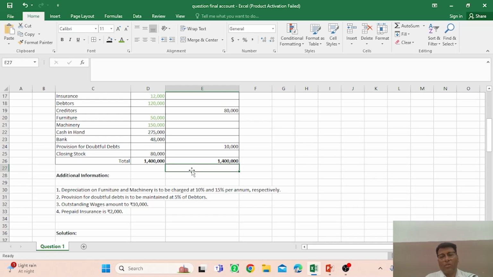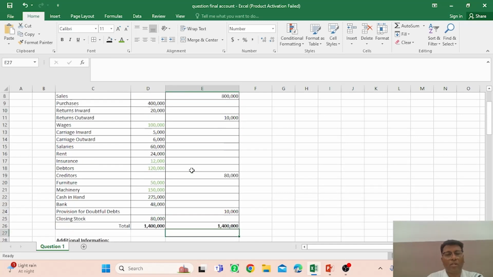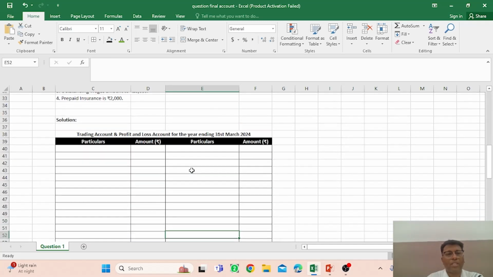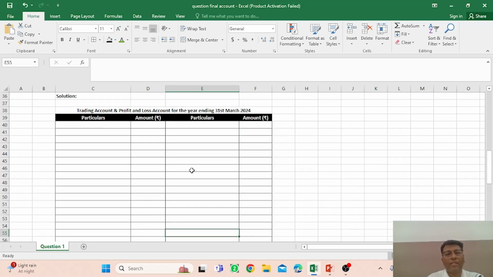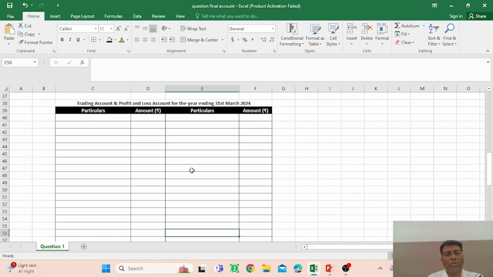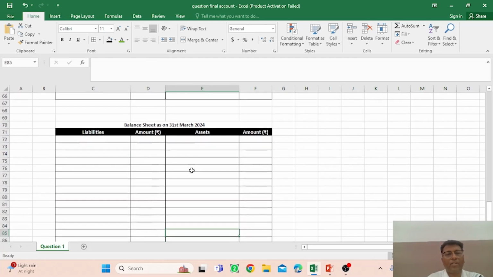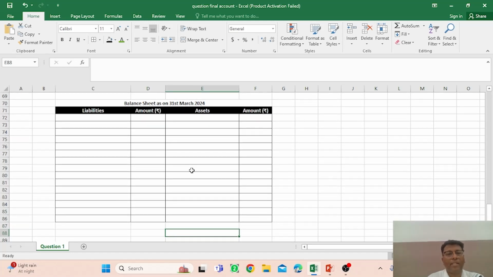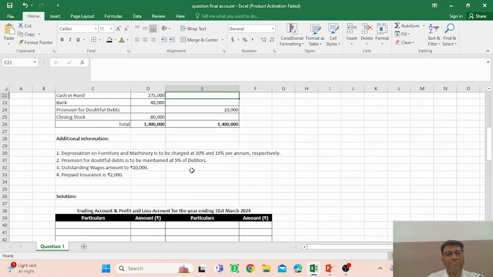So what is the way exactly to prepare the final account? First of all, we have to draw the columns of the final account. You can see the trading account and profit and loss account will both be prepared together, right? The very first part would be the trading account and the second will be the profit and loss account. Debit and credit side. And after that, you can see the balance sheet as on 31st March: liabilities, amount, assets and amount. Okay, let's start with the question.